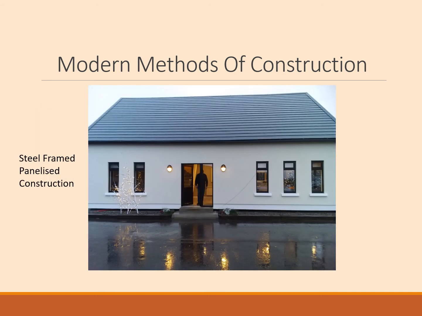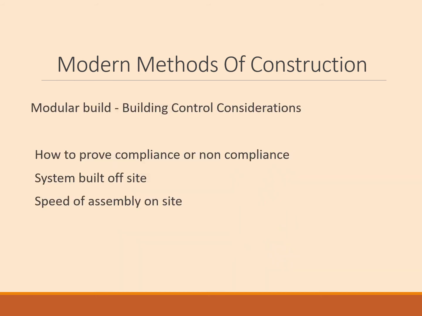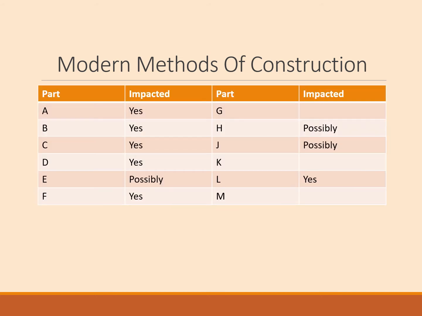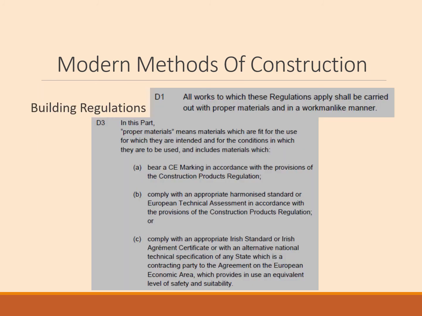Here we have a completed steel frame modular build. When it comes to modular construction such as this, how is building regulation compliance proven, bearing in mind that the system is manufactured off-site and the speed of assembly on-site? If we look at the 12 parts of the building regulations, we can see that most are affected within the floor, wall or roof panels of modular construction. We know that Part D requires the use of proper materials and work to be carried out in a workman-like manner, but how do we know that it was?